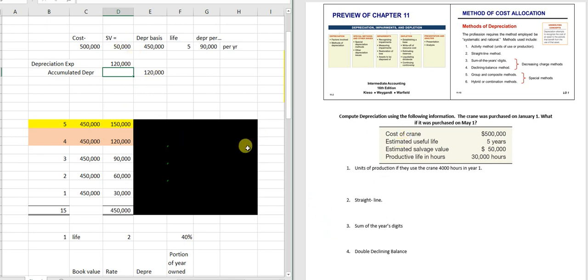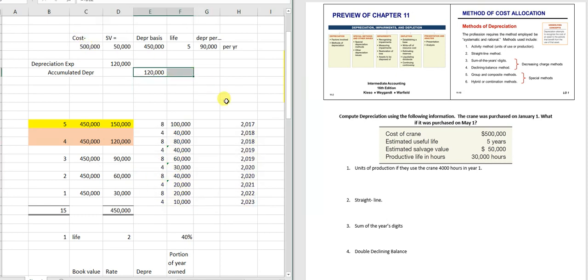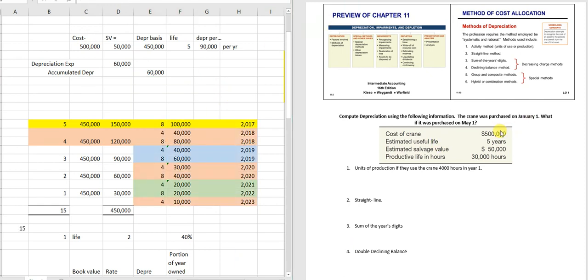Okay, so now this method, sum of the year's digits, gets a lot more difficult with a partial year.